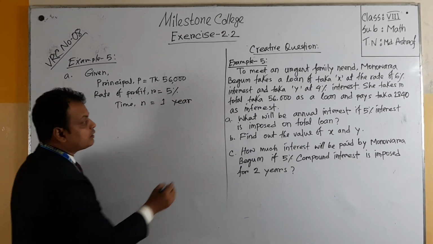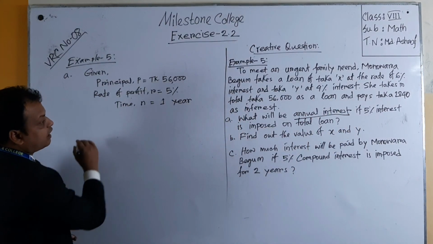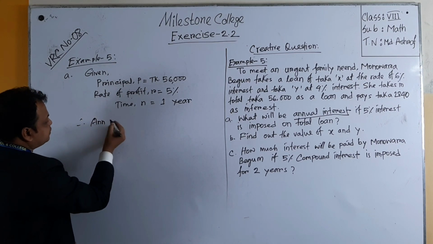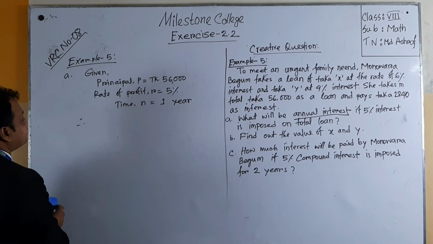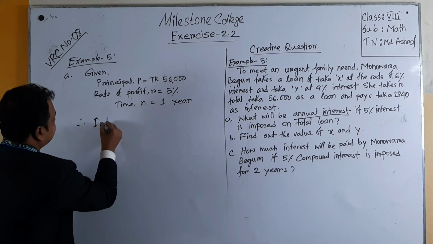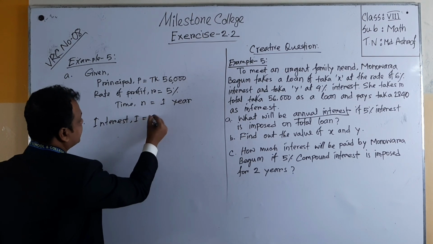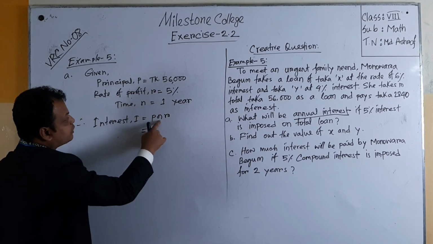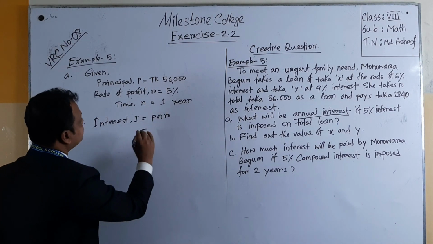Now we have to find what the annual interest will be. Annual interest will be I. Therefore, the annual interest I we will find for 1 year. So, interest I equals PNR. Now we have P, N and R also. Now put in the values and calculate the result.